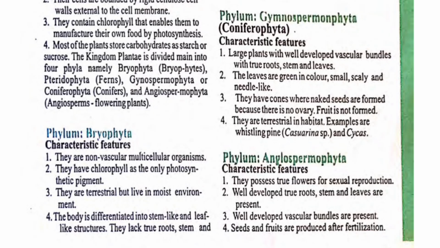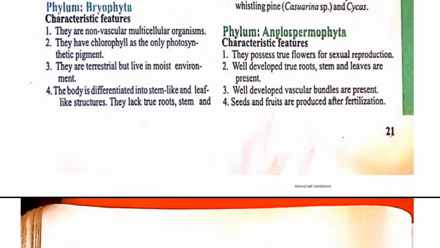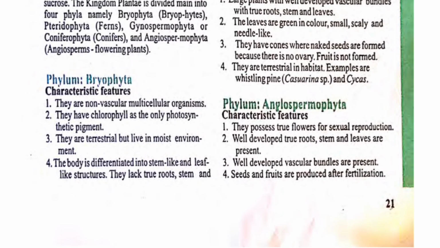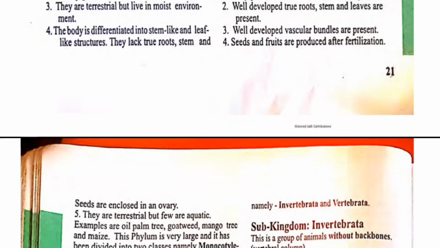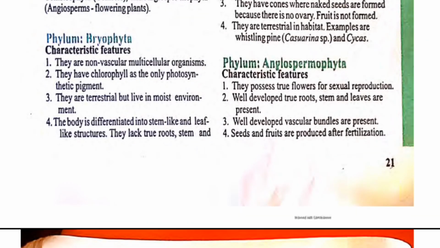They are terrestrial in habitat. Examples include whistling pine and cycas. Conifers are also an example. We also have the Angiospermatophyta, where we have the monocots and dicots. Just for a recap, the Angiospermatophyta possess true flowers for sexual reproduction. Well-developed true roots, stem, and leaves are present. Well-developed vascular bundles are present.